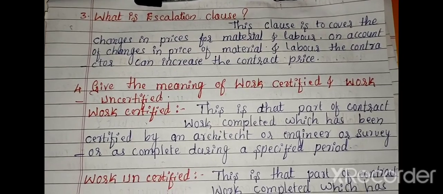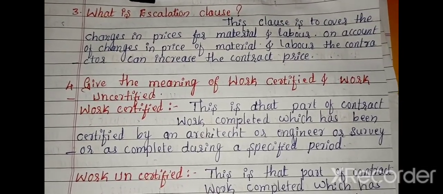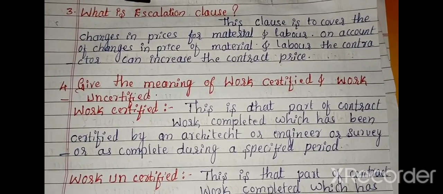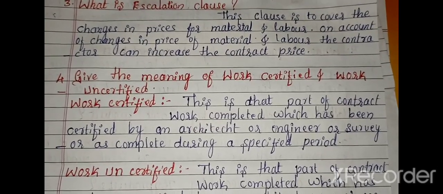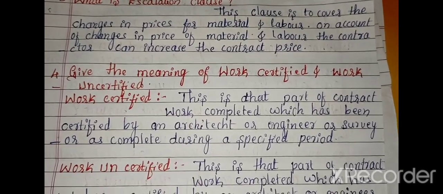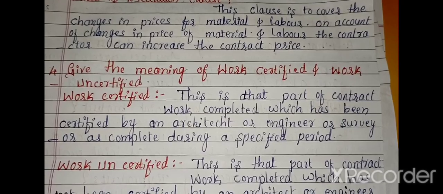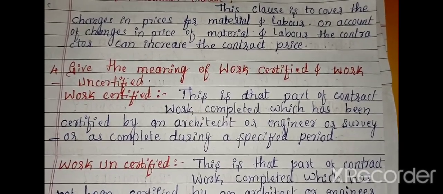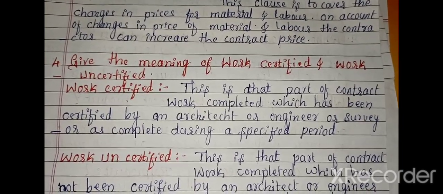This third question is many times asked by Rani Chennamma University Belagavi. So what is escalation clause? This clause is to cover the changes in prices for material and labor. On account of changes in the price of material and labor, the contractor can increase the contract price.